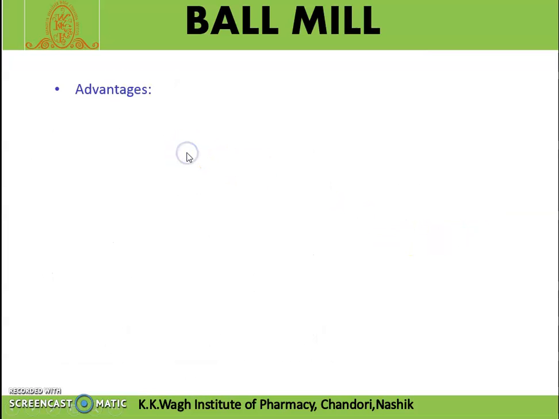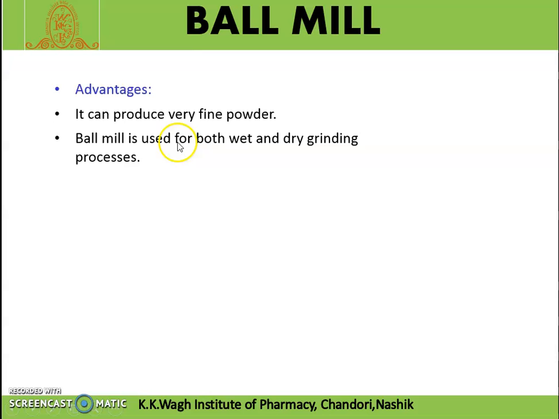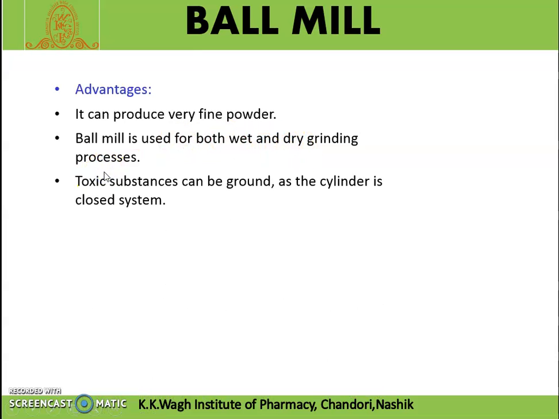We see the advantages of the ball mill. It can produce a very fine powder. Ball mill is used for both wet and dry grinding processes. Toxic substances can be ground, as it is a closed cylinder system.